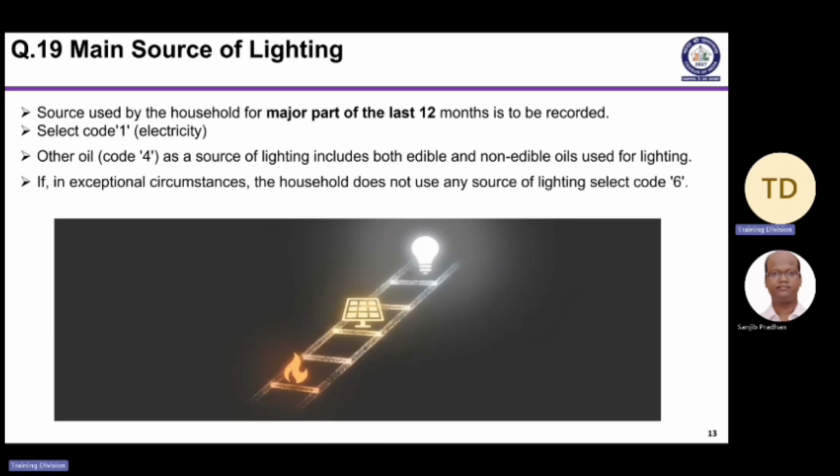Okay, so we'll be asking. Electricity, then we have a code for other oil. Other oil as a source of lighting can be an edible oil or some other non-edible oil also. If the household is using some oil for lighting other than kerosene, it will come in code 4. We'll see all the codes. And in exceptional circumstances, if the household does not use any source of lighting, then code 6 will come. Okay, no lighting. That means once the sun is down, they are not using any lighting in their household. Then code 6 will come.